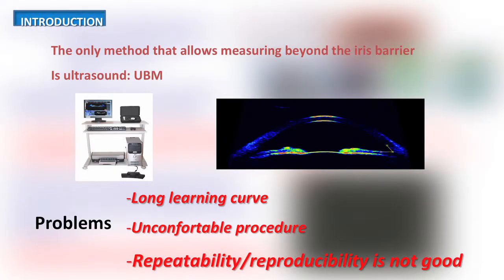So we regularly have 10 to 15% of unwanted low or high vault values, and we know that the worst ICL complications are related to this. So this is a main issue in improving our results with ICL. The only method that allows measuring beyond the iris barrier is ultrasound with the UBM. But we found, and it is regularly reported, that there are some problems with this.